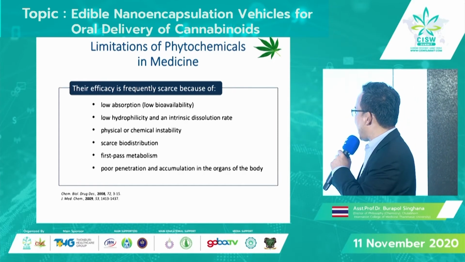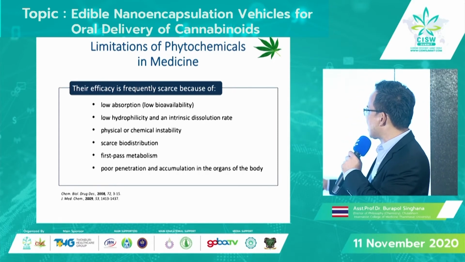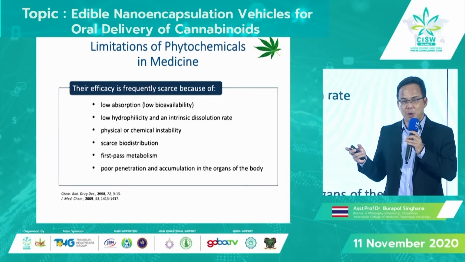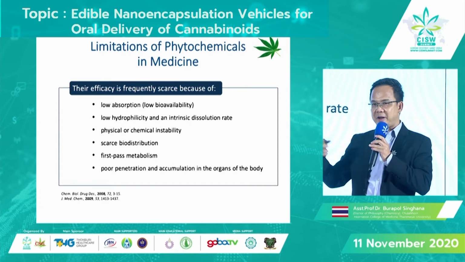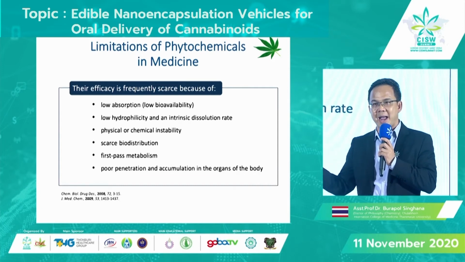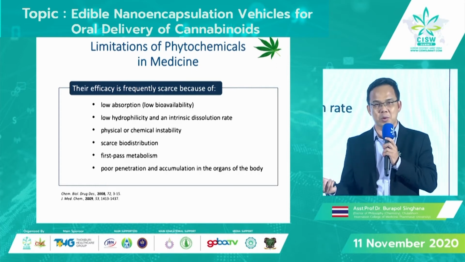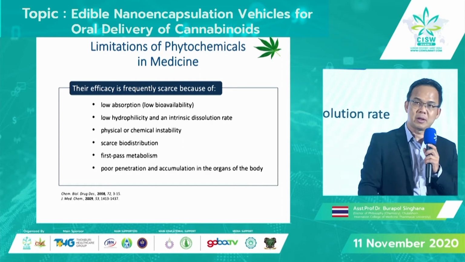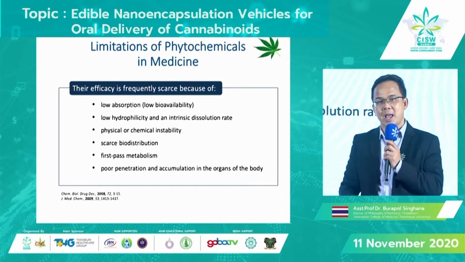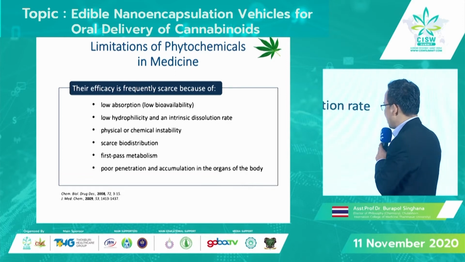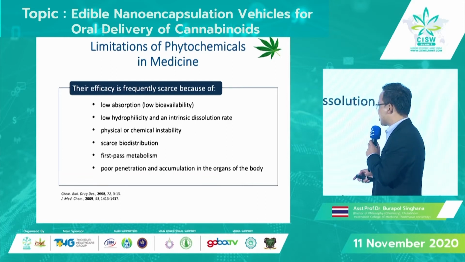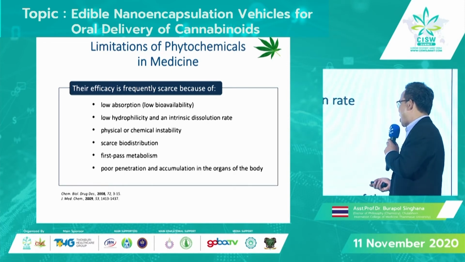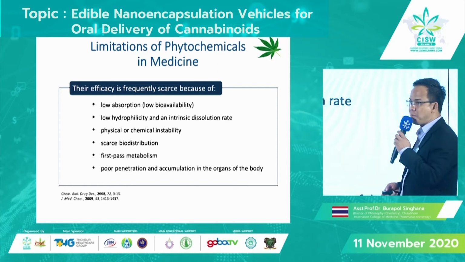and intrinsic dissolution rate, right? Then physical and chemical instability. Some compounds in the fresh plant work, but when you isolate them, they decompose. They are not stable. They cannot stay in air, light, or oxygen; they form oxidation reactions. For example, they have poor biodistribution: first-pass metabolism, poor penetration, and accumulation in the organs of the body.